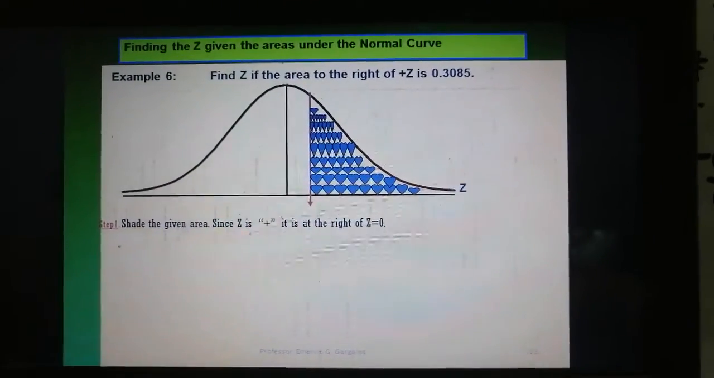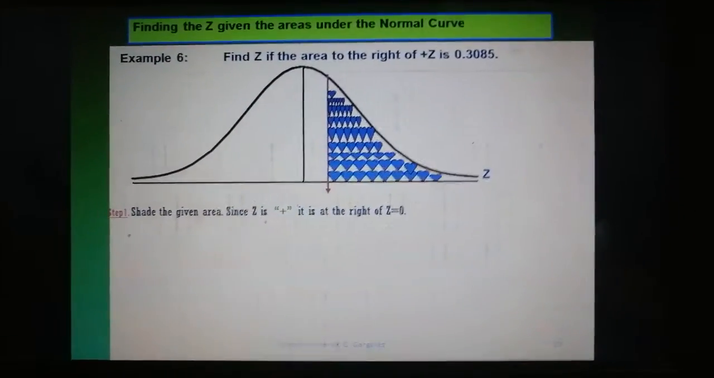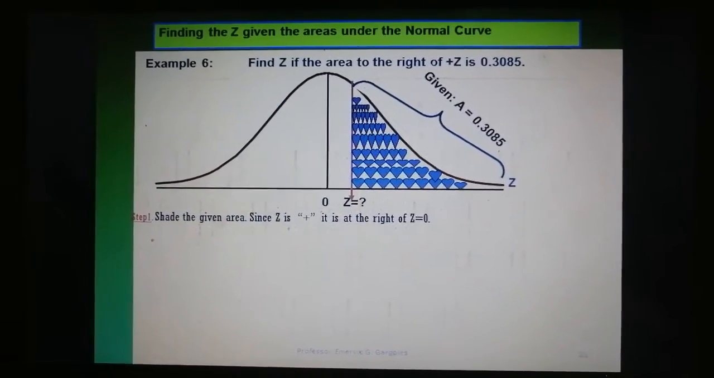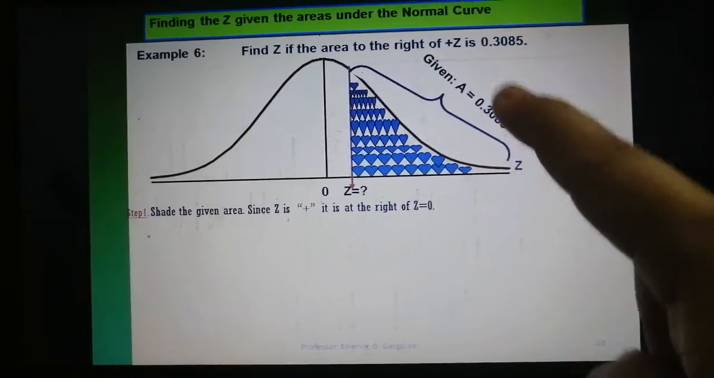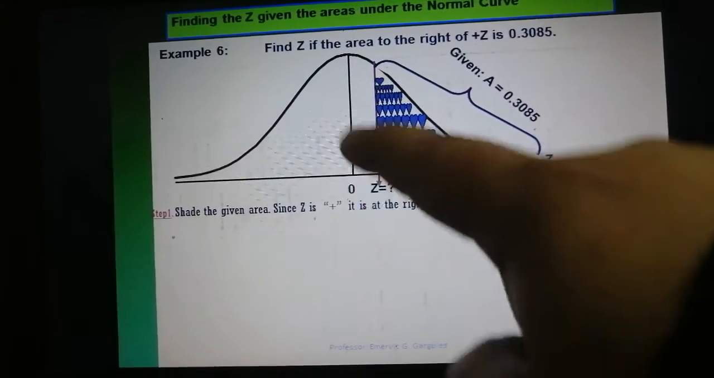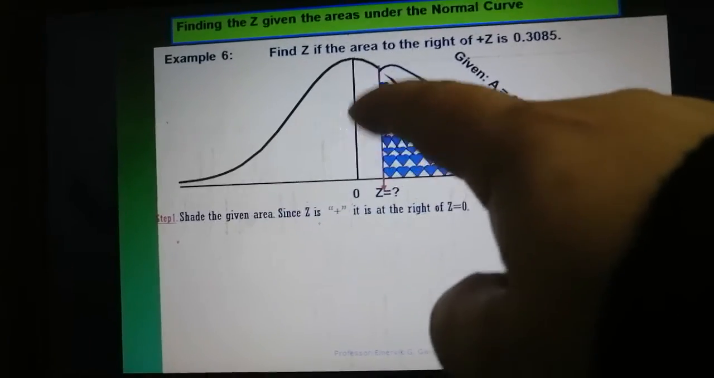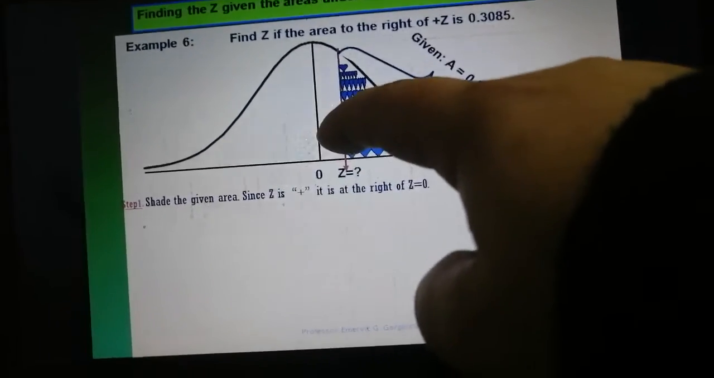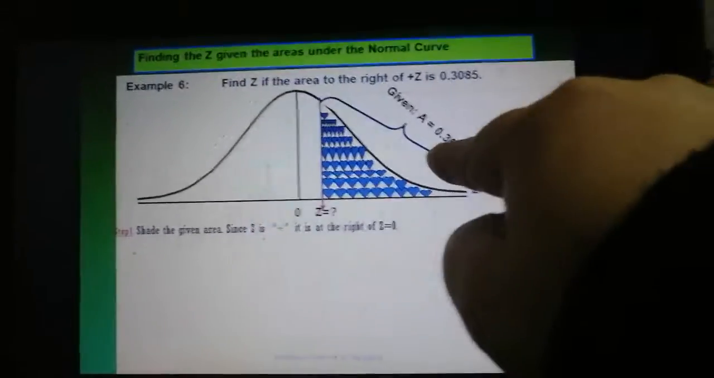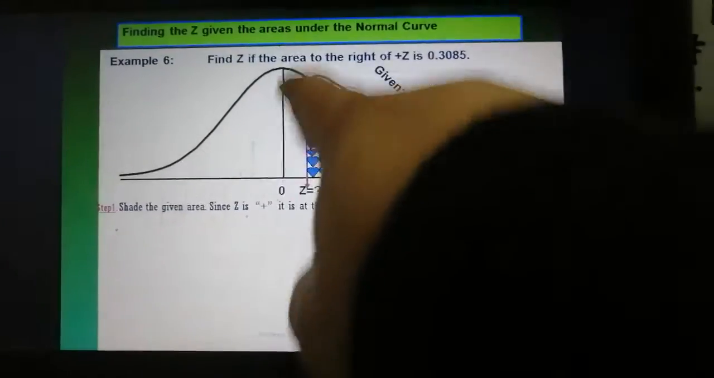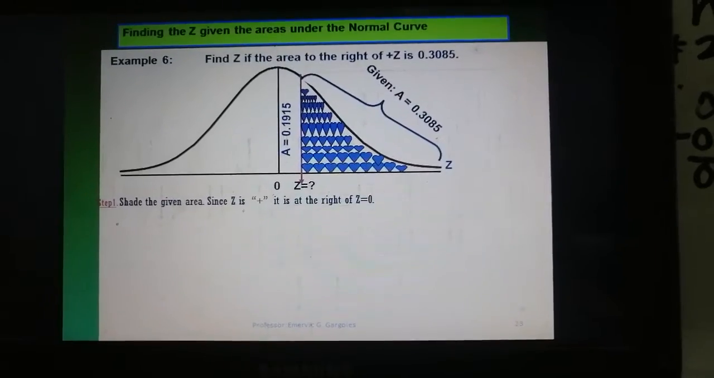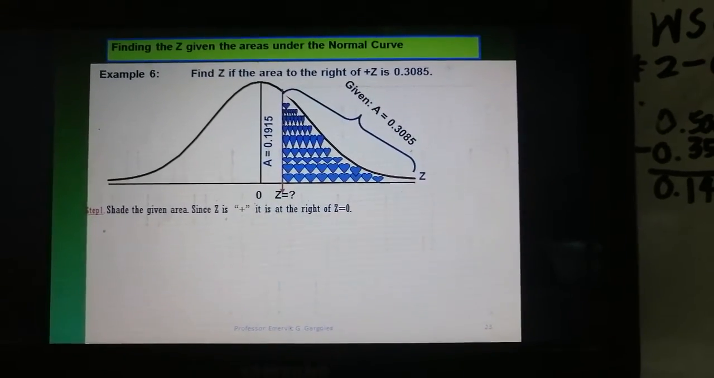Did you get that? What is this area? The given area is 0.3085, which is not given on the table. What is given on the table? The area from 0 to this point. And what is this area that we have to look for at the table? Can we get this? Yes, you can still get this unknown area by subtracting 0.3085 from half of the distribution, and that is 0.5. If you subtract, you will get 0.1915.